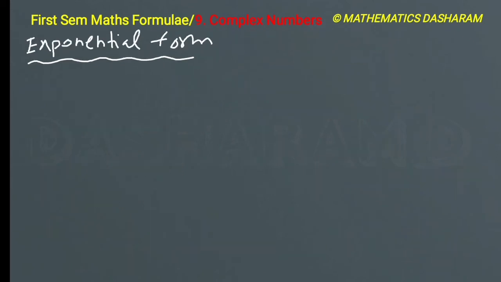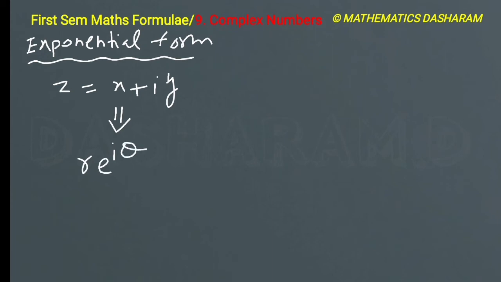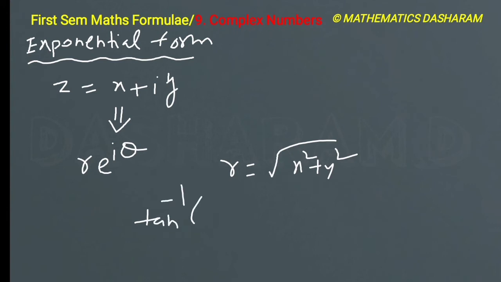Exponential form of a complex number: for example, z equals x plus iy, then its exponential form is r into e power i theta, where r equals under root x square plus y square. In this chapter, one formula is useful, that is tan inverse of minus x equals minus tan inverse x.